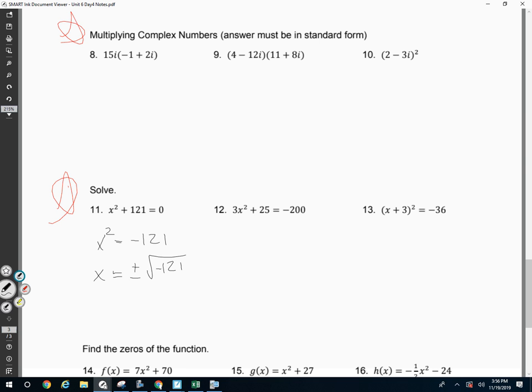See if root 121 is a perfect square. Wait, what? It is? What is it? Check with your calculator. It's 11. But watch what I do. Plus or minus, I got the positive root 121 and the negative 1. I do have solutions. My solutions are plus and minus 11i. If I plugged in 11i, square it, add 121, I get 0. If I plug in negative 11i, square it, add 121, I get 0.